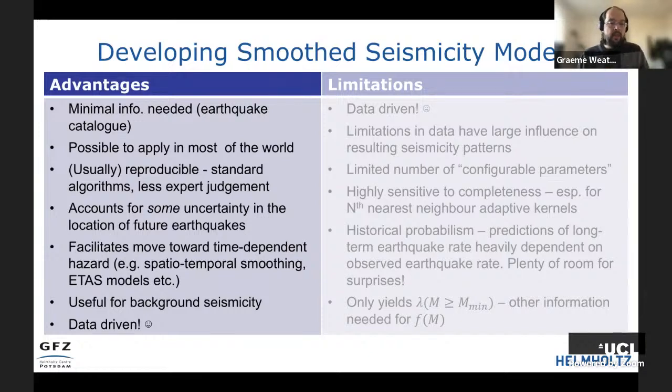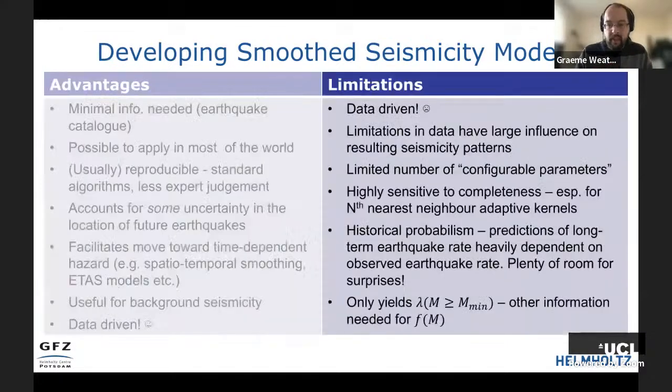But in the meantime, they're useful for background seismicity, and the biggest advantage is that they are considered data-driven. However, they're also considered data-driven, and this is not always an advantage. So limitations in your data, whether it's poor estimates of magnitude, location uncertainty, miscalibrations or bad estimates of completeness, will have a large influence on the resulting seismicity patterns, and it is something one has to be really quite aware of when one applies these.